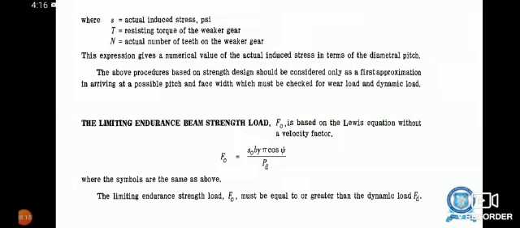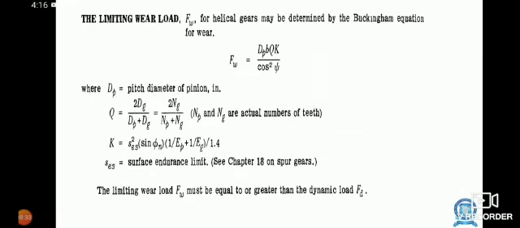The limiting endurance beam strength load F0 is based on Lewis's equation without the velocity factor: F0 equal to S0 b y pi cos psi divided by PD, where the symbols are the same as above. The limiting endurance load F0 must be equal to or greater than the dynamic load FD. The limiting wear load FW for helical gears may be determined by the Buckingham equation for wear: FW equal to dP b Q K divided by cos square psi, where dP is the pitch diameter of pinion, Q equal to 2dG divided by dP plus dG, K equal to S_es square into sin phi_n into 1 divided by E_P plus 1 divided by E_G, ES the surface endurance limit. The limiting wear load FW must be equal to or greater than the dynamic load FD.